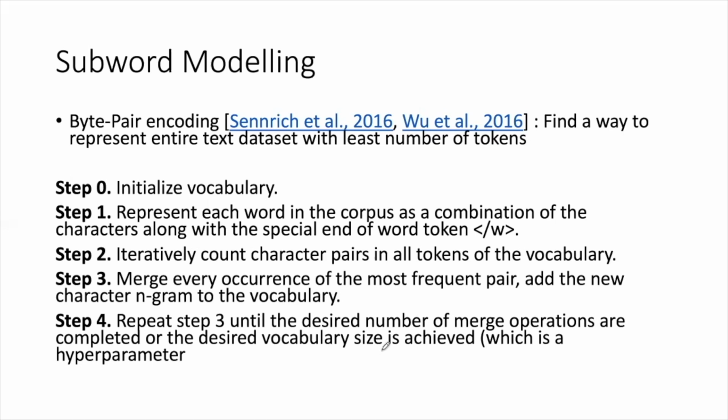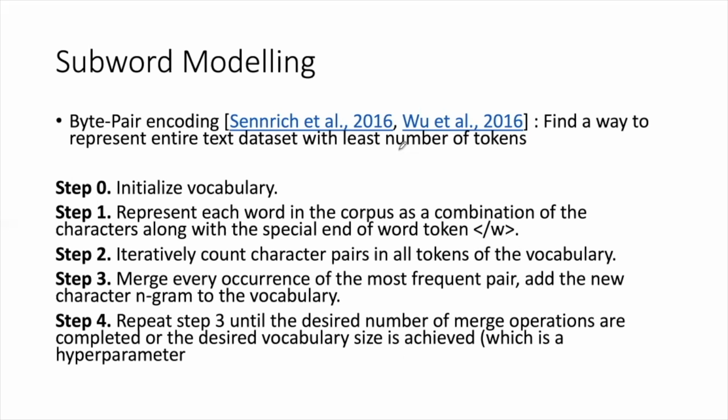Here what we do is we initialize the vocabulary with single characters. Then we try to represent each word in the corpus. So the vocabulary consists of single characters. Now all the words that exist in the corpus, or the text data that we have, we represent as a combination of these characters along with a special end-of-word token.